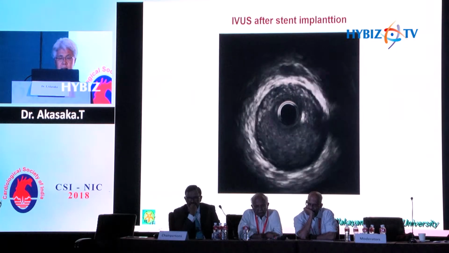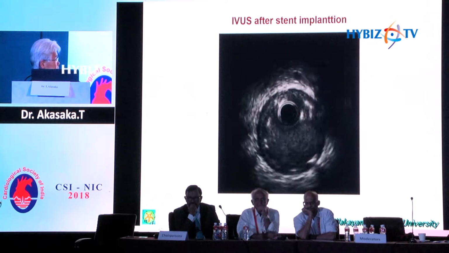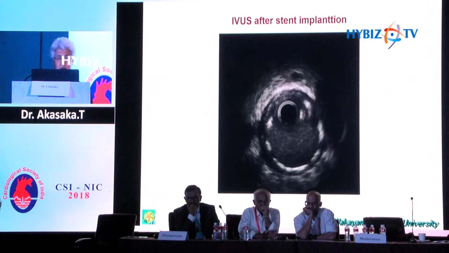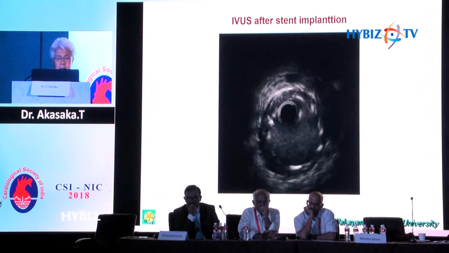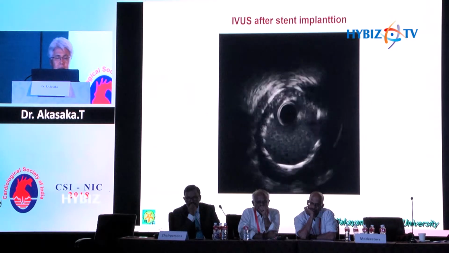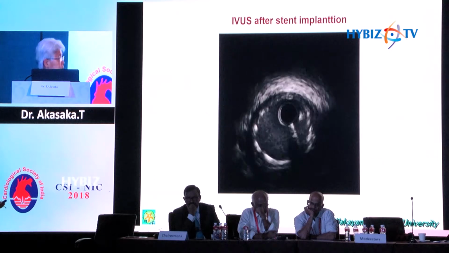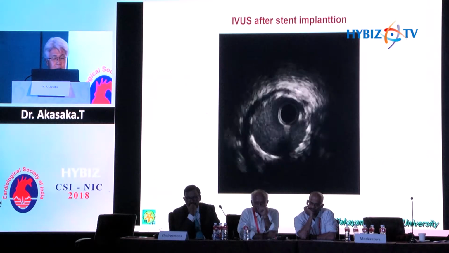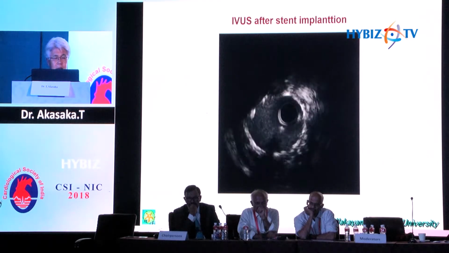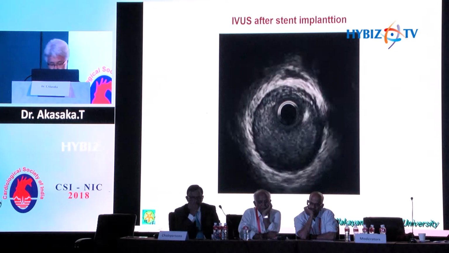And here is a pullback after stenting. Here, our position should be very nice. And we try to check the bifurcation lesion. Here you can identify the bifurcation soon. There is still a small under-expansion in this position here. And then check the left main orifice, right?